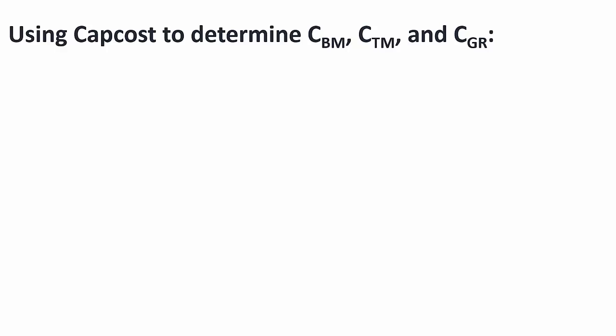Okay, so the next step is we're going to use a piece of software called CapCost to determine the bare module, total module, and grassroots cost. And I will guide you through that, but the first step is to look at our equipment summary table, because the equipment summary table has a lot of useful information that we will need to price each piece of equipment in the process.